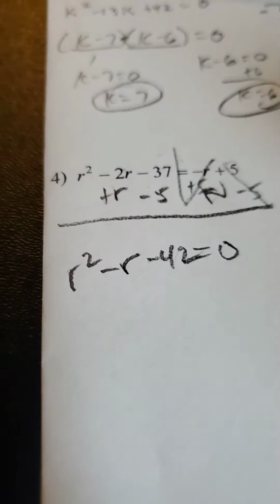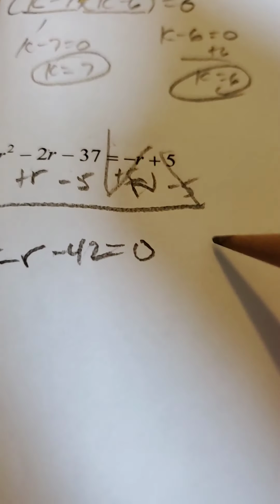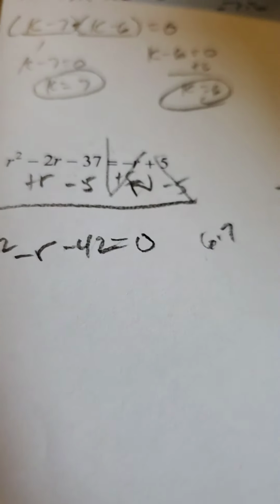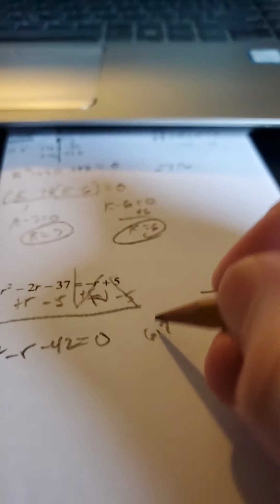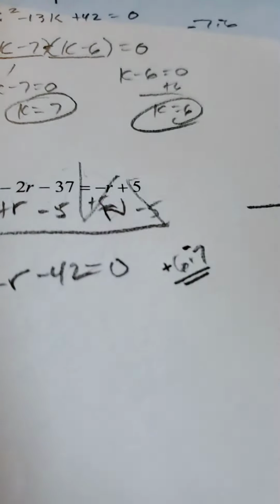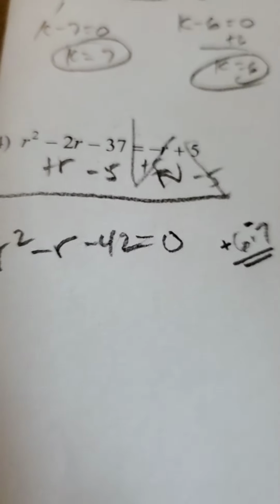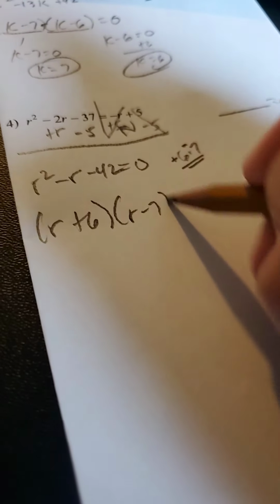Now, it's just like Friday's assignment. There is no GCF. It's a trinomial, so it's what I call the math game. What multiplies to get 42, 7 and 6. I need a negative 1 when I add or subtract. So the 7 has to be the negative. That's the game. Positive 6, negative 7. So my factoring is r plus 6, r minus 7.